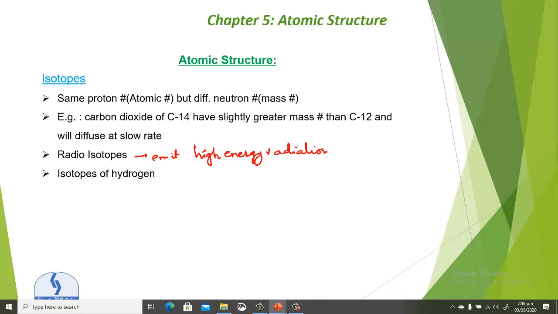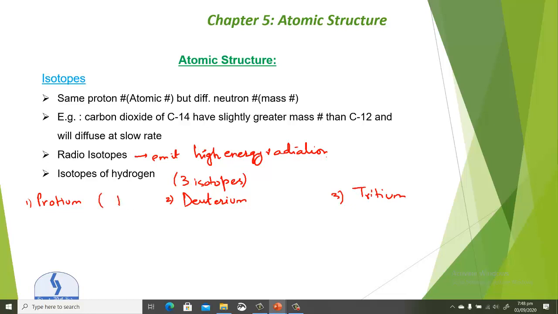Now the topic is isotopes of hydrogen. How many isotopes of hydrogen are there? There are 3 isotopes of hydrogen. We are creating the structure. Number 1 is protium. Second is deuterium. And number 3 is tritium.